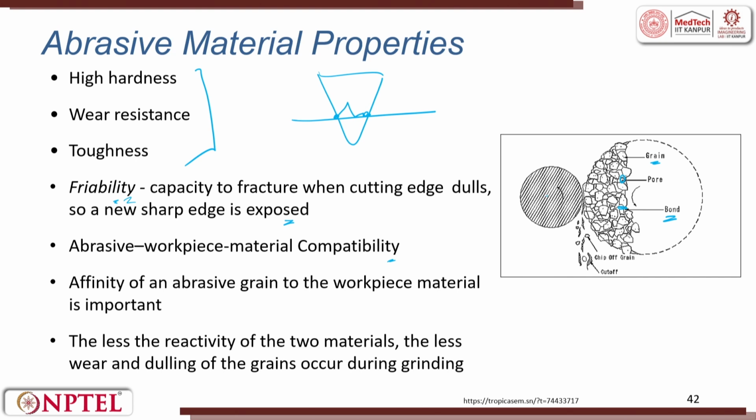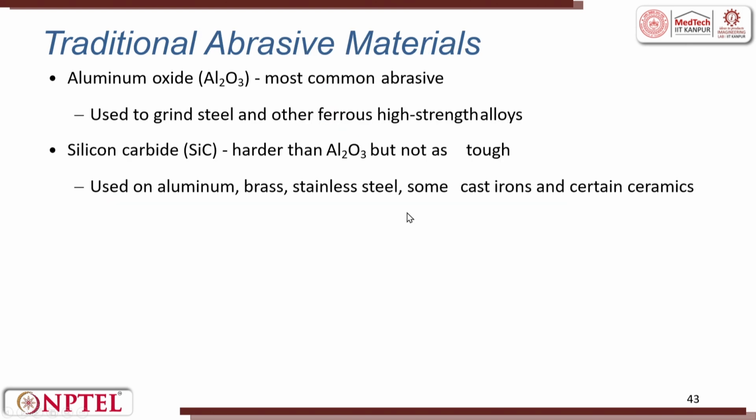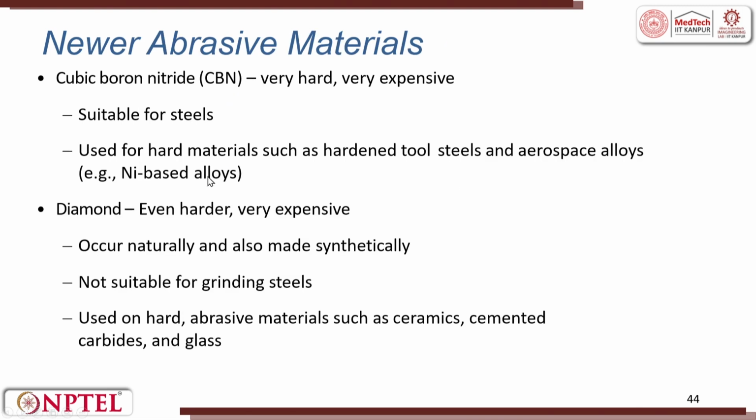So, hardness combination is also very important. It should be less reactive, because there is going to be a very high temperature. The bond material should not get diffused into the workpiece. So, typically alumina is used, SiC is used, CBN can also be used, diamond can also be used. You should go back and correlate this with the different cutting tool materials we saw: HSS, tungsten carbide, coated carbide, CBN, and artificial diamond also we saw.